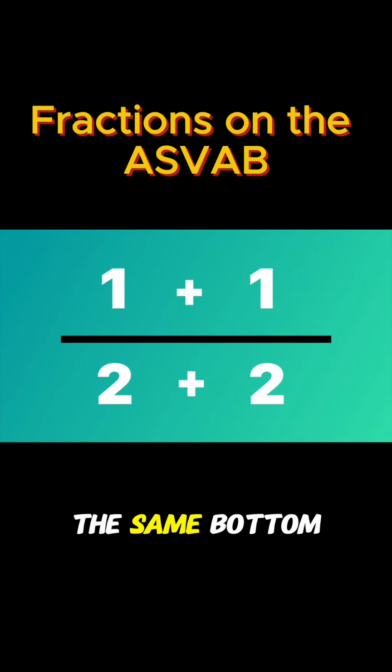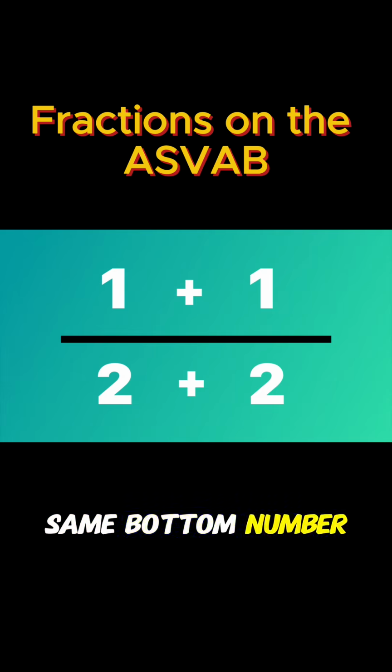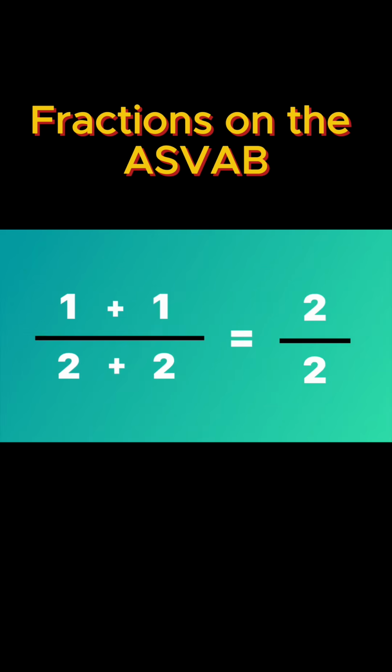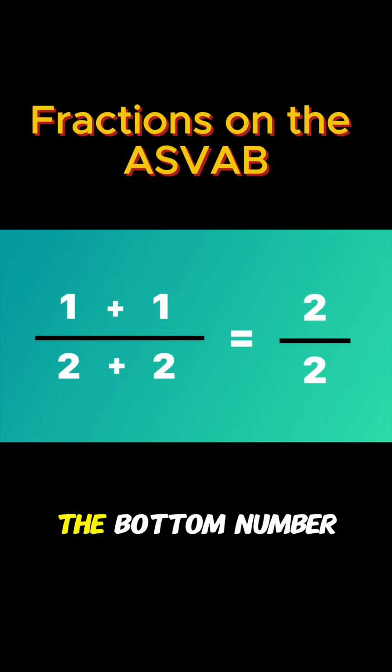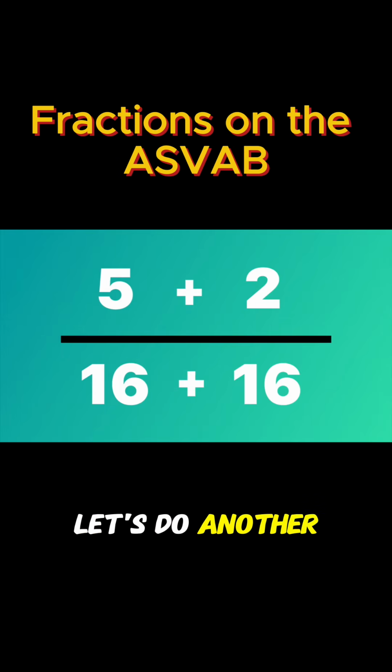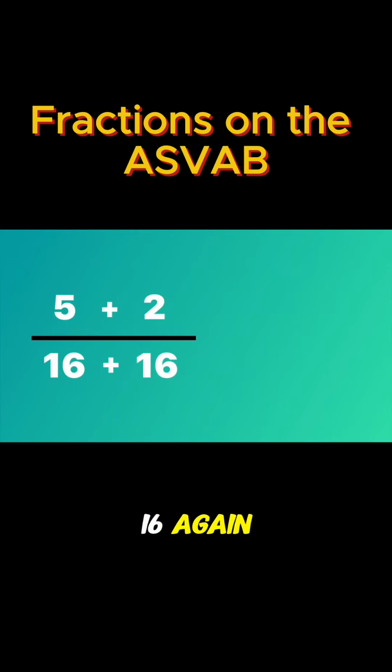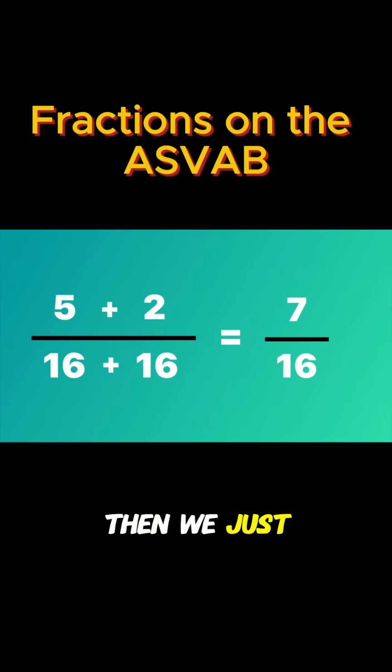If fractions have the same bottom numbers, then all we do is add the top numbers and keep the same bottom number, like so. Here, 1 plus 1 gives us 2, and then we just carry over the bottom number. Let's do another. 5 over 16 plus 2 over 16. Again, since the bottom numbers are the same, all we do is add the top numbers. 5 plus 2 equals 7, and then we just keep 16 as the bottom number. So our solution is 7 over 16.